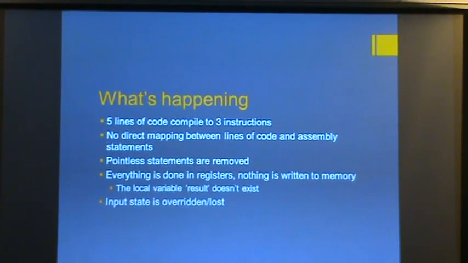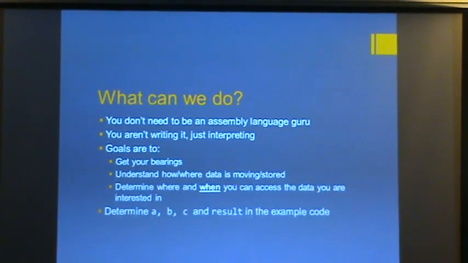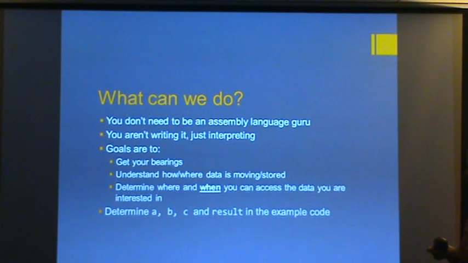Something else that happens in this is that the input state, the actual arguments that come in, get overwritten during the progress of the function. So what can we do to work with this code? You don't need to be an assembly language guru. We aren't writing it, we're just interpreting. So our goals are to get our bearings in the code, try to find out where we are, understand how and where the data is moving and how it's stored, and determine where and when we can get access to the data you're interested in.